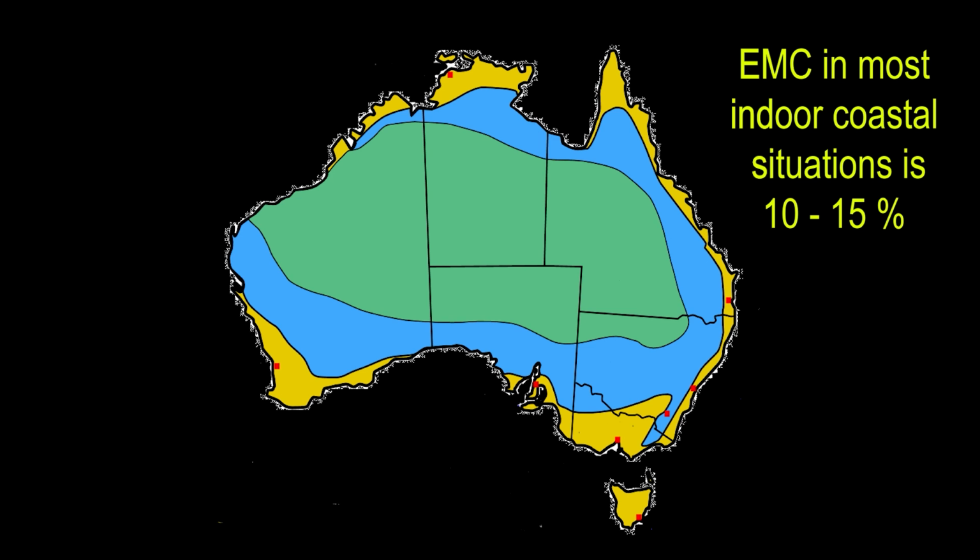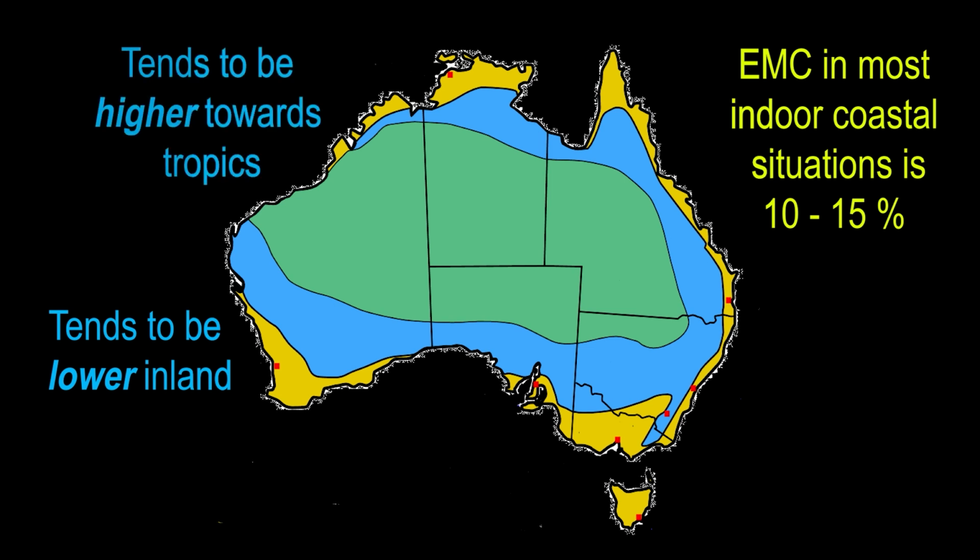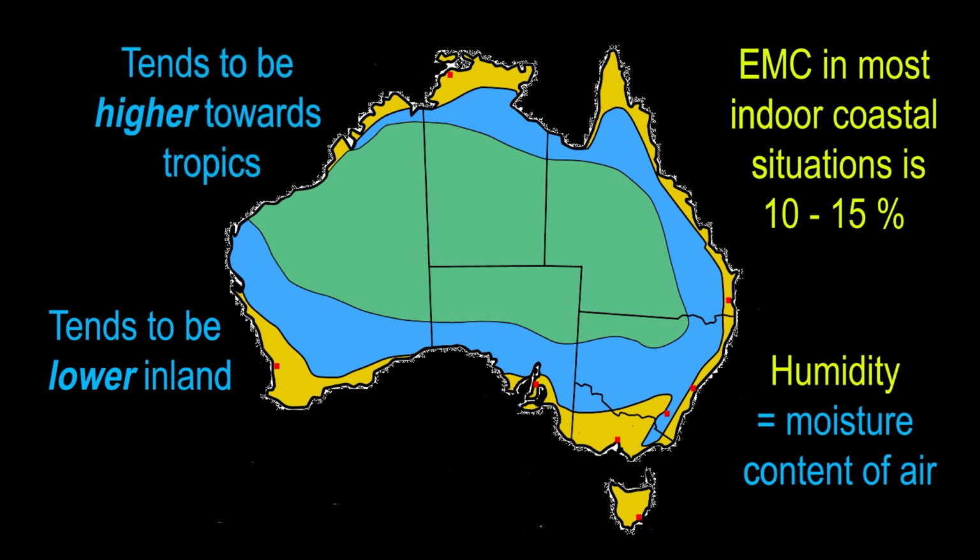EMC in most indoor coastal situations is between 10% and 15%. Once timber is seasoned, its MC will only change as the humidity or moisture content of the air changes.